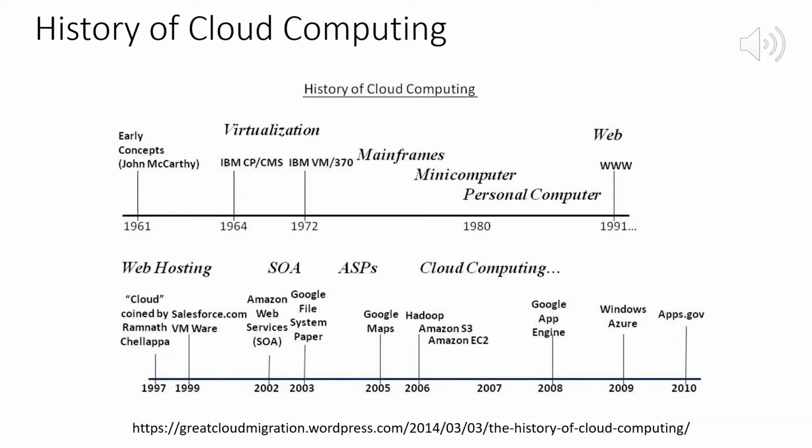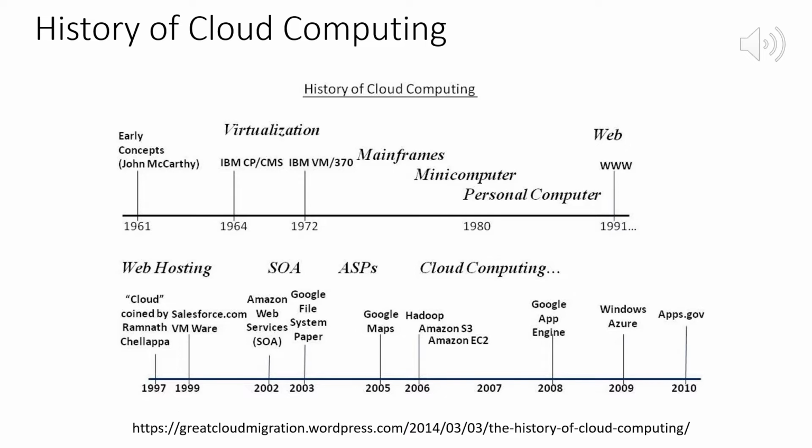So let us look into how cloud computing came about, and let's revisit the history of cloud computing. We have to point out that very early on John McCarthy proposed computing as a public utility, and that was already in 1961. In 1964, IBM developed the CP/CMS operating system as well as the VM370, and virtualization was being used to share a particular machine with multiple users at the same time.